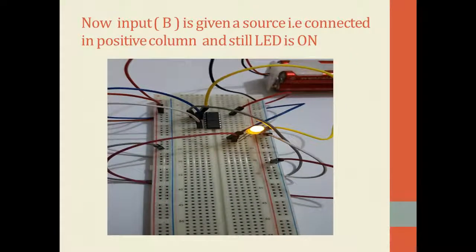Now I'm giving the A wire a 0, which means I'm connecting it with the negative side of the breadboard, and the silver wire, which is the output B, I'm connecting with the positive side of the breadboard, which means I'm giving it 1. So the output is 1, and as the LED gets on, it is proving that the output is 1.